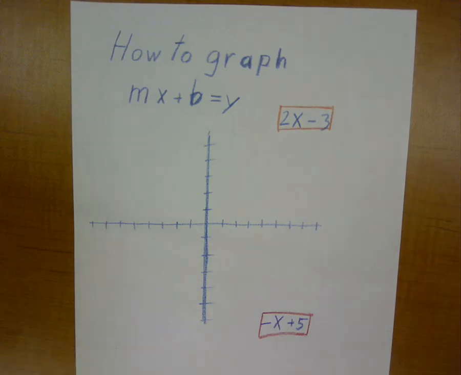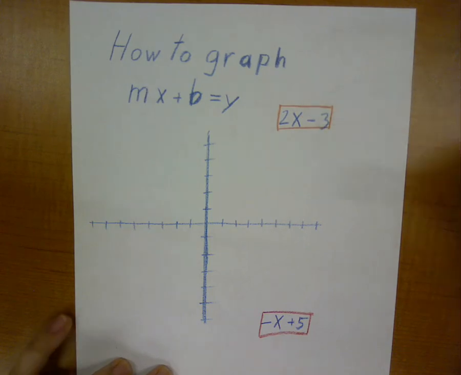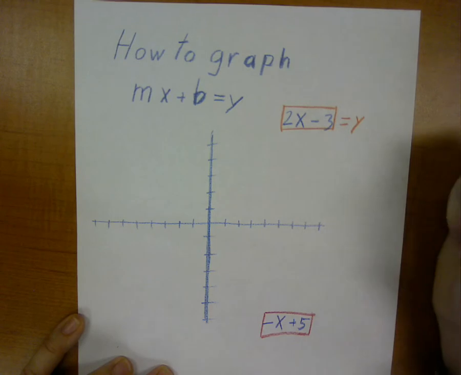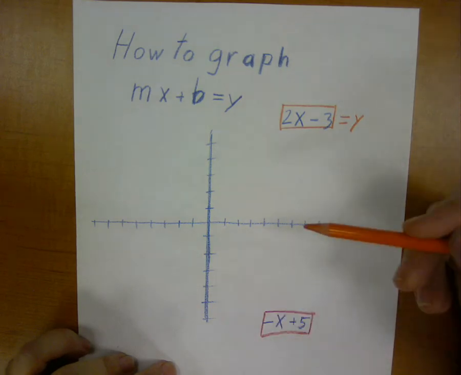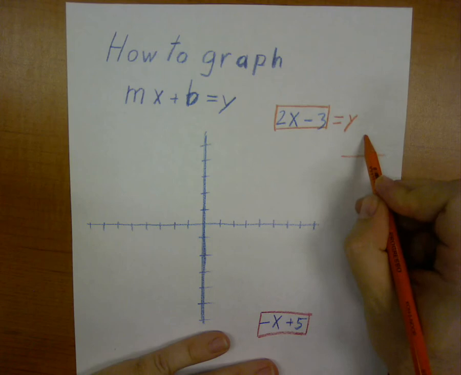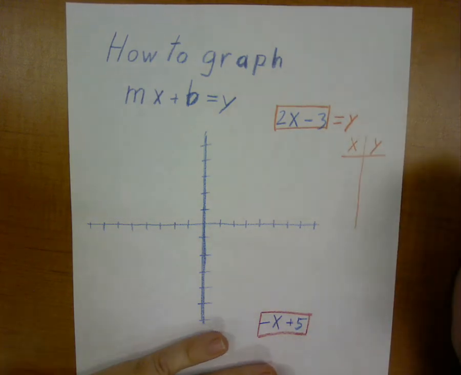In this tutorial video, we're going to look at how to graph a line if we're given the equation. Our first example, we're going to look at 2x minus 3. Of course, I mean 2x minus 3 equals y. So, in order to do this, we need to know the points that make up this line. We can write out a quick little chart with x and y values.